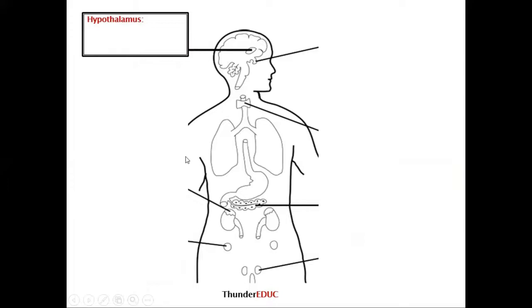Hypothalamus. The hypothalamus produces ADH. What is the function of ADH? It controls the amount of water in the body. Antidiuretic hormone is for water, and you need to know that.